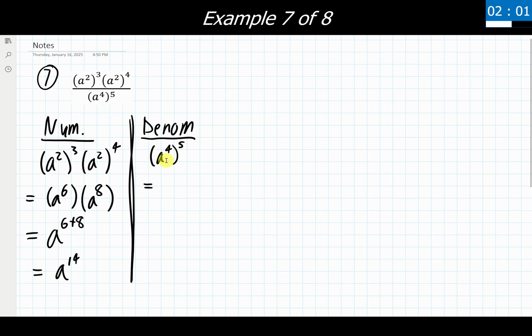So I have the power rule, a to the 4th raised to the 5th. These exponents are therefore going to multiply together. And that's going to give me a to the 20th power. Now that I have my numerator fully simplified and I have my denominator fully simplified, let's bring those together and rewrite it right over here. I'm going to make one more column for myself.